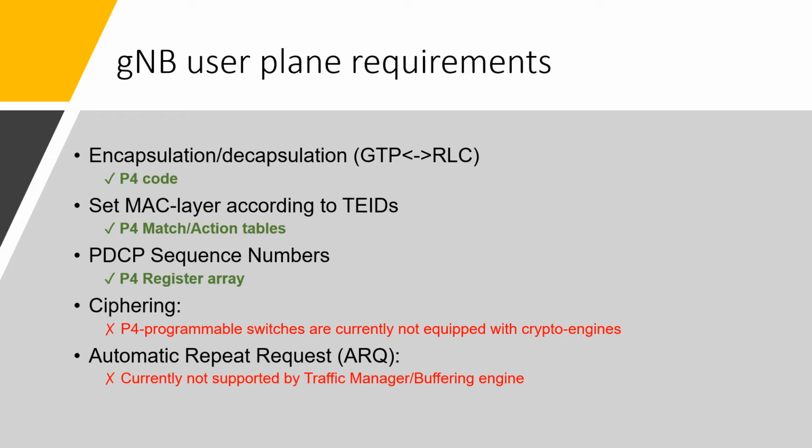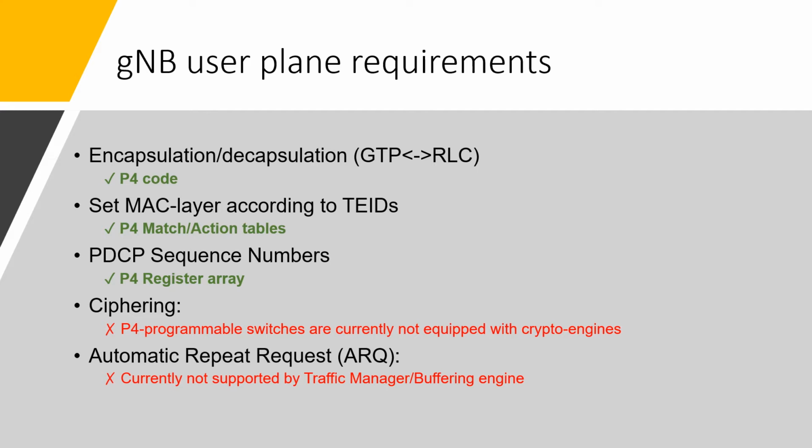We also have to maintain the PDCP sequence number, which is an incremental counter to be able to handle reordered packets, identify duplicates, or missing packets. This is done by register array in P4. We also need to be able to handle ciphering and integrity check, because in the downlink direction, the PDCP payload is encrypted and on the uplink it's decrypted. However, currently P4 programmable switches are not equipped with crypto engines, so this has to be handled with external services.